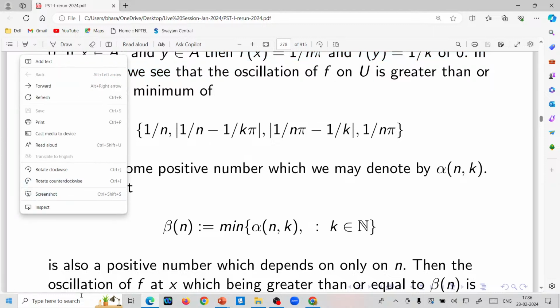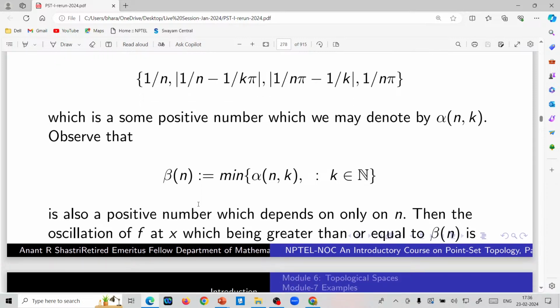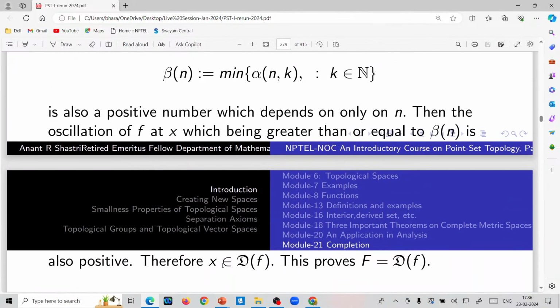Okay. So that's what I told you. The proof involves some interesting properties of real numbers, that's all. So it is bigger than or equal to beta n, which is the minimum of all these. Therefore, what I have shown is that the point x oscillation is positive. So x is in D_f, the set of discontinuities.